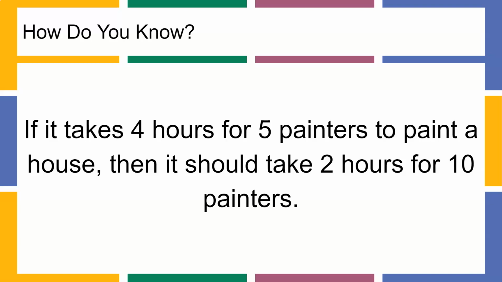But if we were to multiply, 4 times 5 would give us 20, and 2 times 10 would give us 20. So it would be inverse. Another way we would know it's inverse is the more painters we have, the less time it takes. As one goes up, the other goes down, and vice versa. They don't go up and down together. So those are different ways you could have set up an equation. So be thinking about things like that.